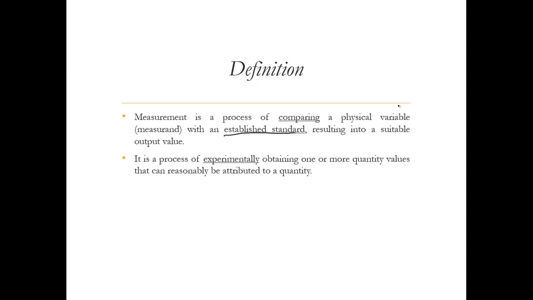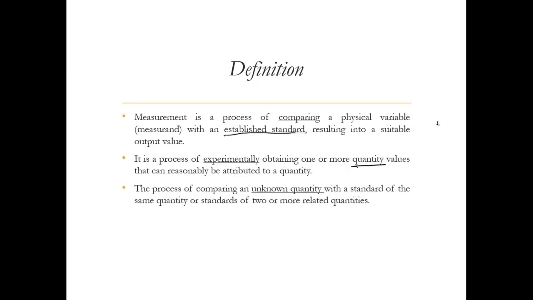Another definition is the process of experimentally obtaining one or more quantity values that can reasonably be attributed to a quantity. This is another way of explaining what measurement means, or measurement as a science. It is experimentally obtaining the quantity we are interested in, finding values that can be reasonably attributed to a quantity.